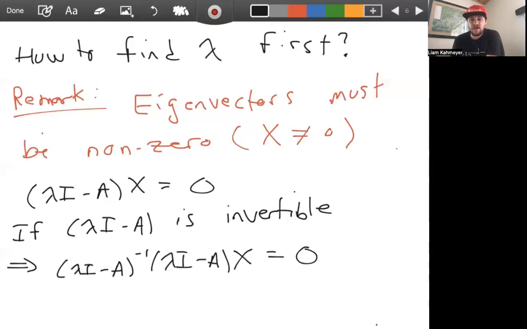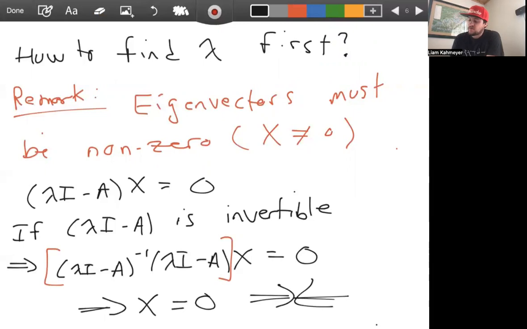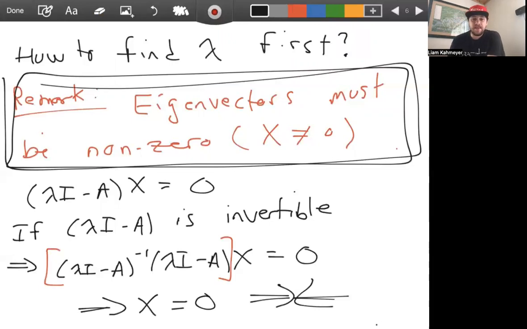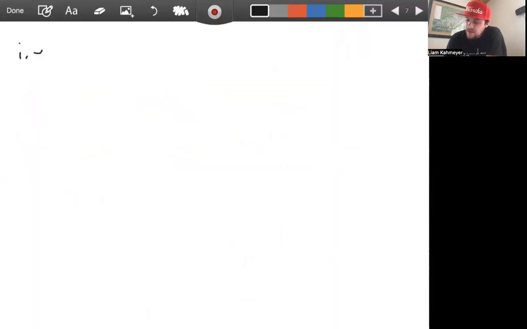Because multiplying anything by 0 will just give you 0. And then, by the associativity of matrix multiplication, you could group this product where you take lambda I minus A times its inverse first, and this gives you that x equals 0. But this is a contradiction because we specifically require that eigenvectors must be non-zero, right? Here we are. So what does that mean? That means our assumption that lambda I minus A is invertible was a bad assumption. So if lambda I minus A is invertible leads to a contradiction, that means we must have that lambda I minus A as a matrix is singular.